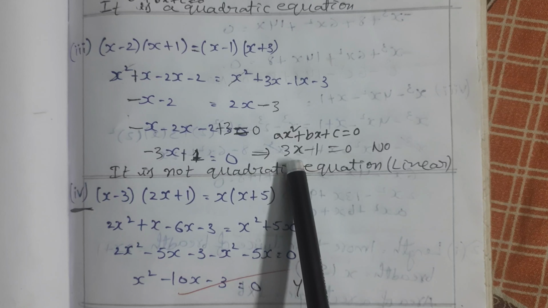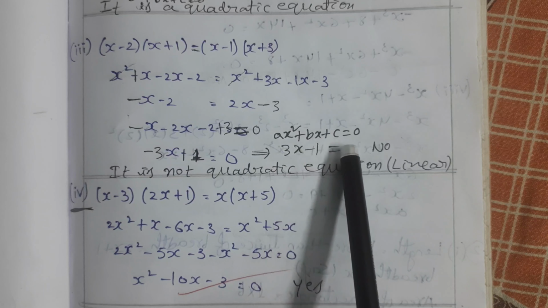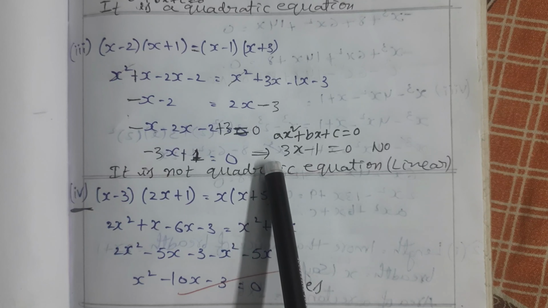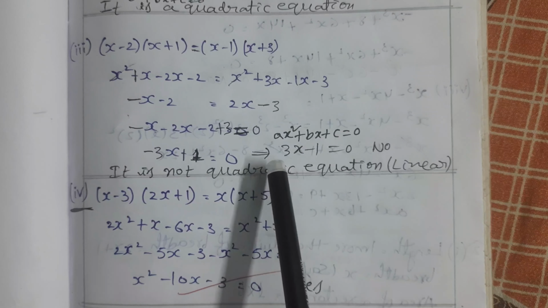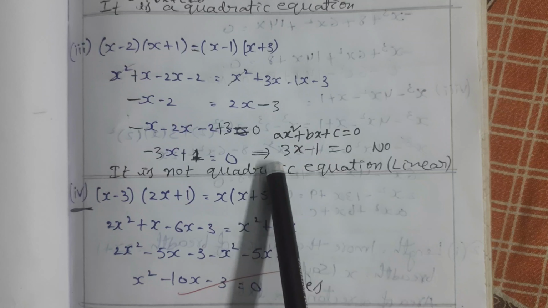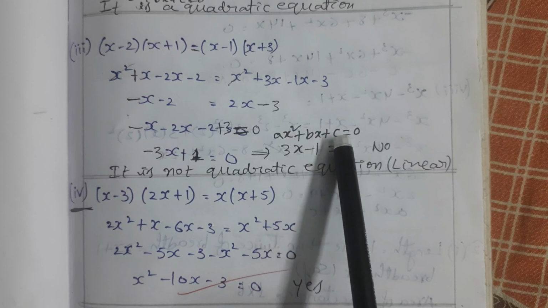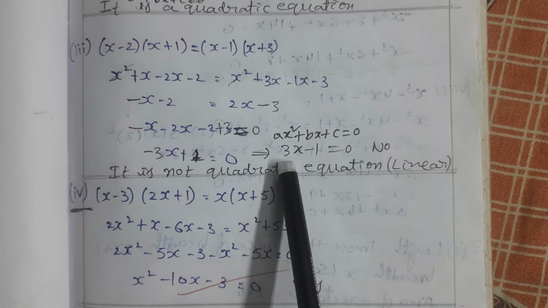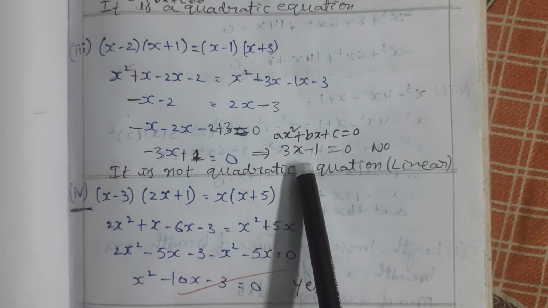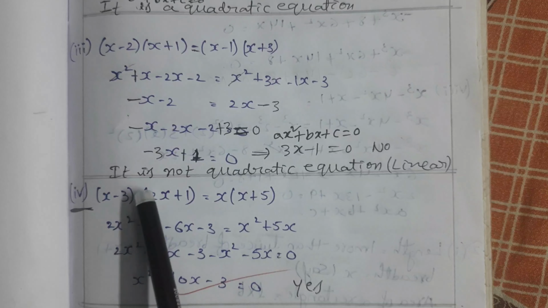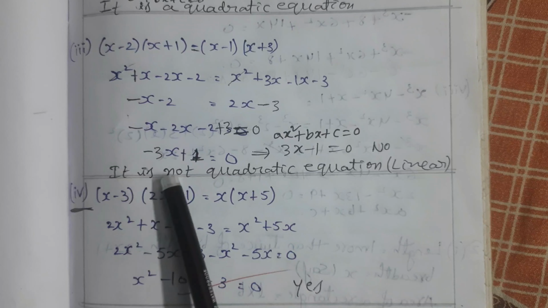Is it in the form of ax square plus bx plus c is equal to 0? No, because the x square term is not present. That means it is absent; only the bx plus c format is present. That means it is a linear equation, but not a quadratic equation. The answer is linear. It is not a quadratic equation.